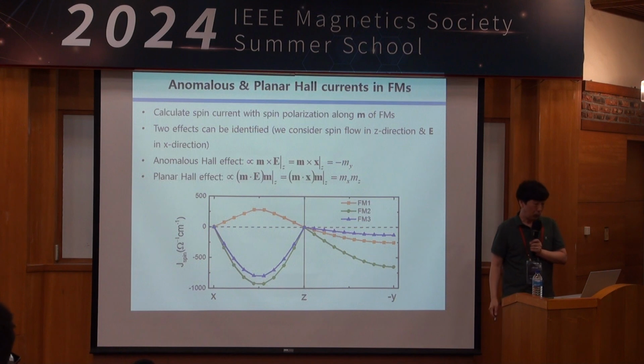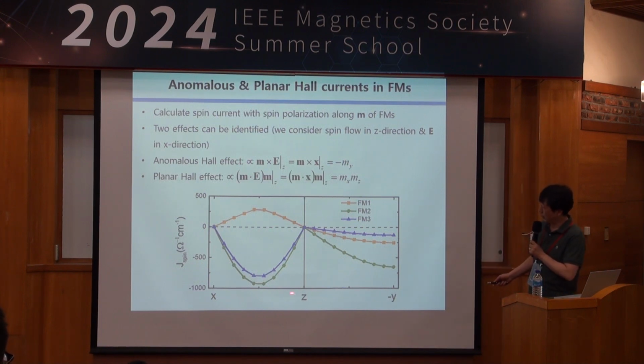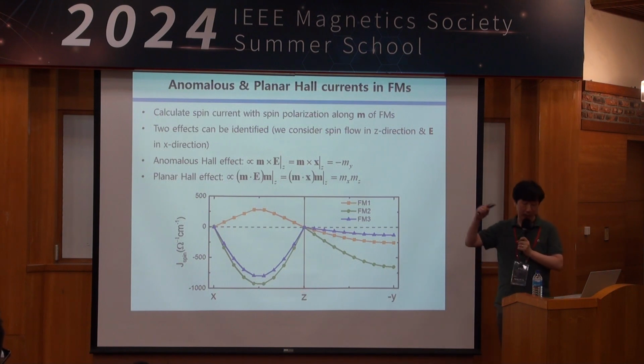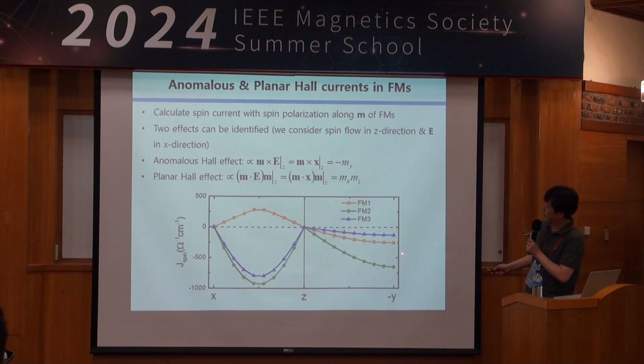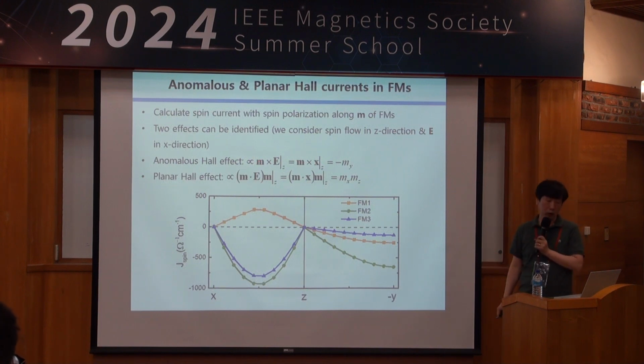This is an example of a ferromagnet. So depending on the x to z, z to minus y rotation of your magnetization, we can calculate the conductivity or spin current. Then you can identify, oh, there is an anomalous Hall effect contribution, there is also the planar Hall contribution, and so on and so on.